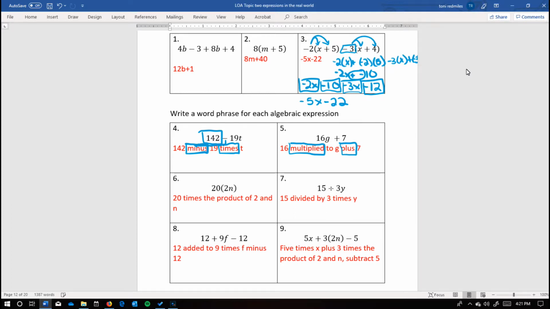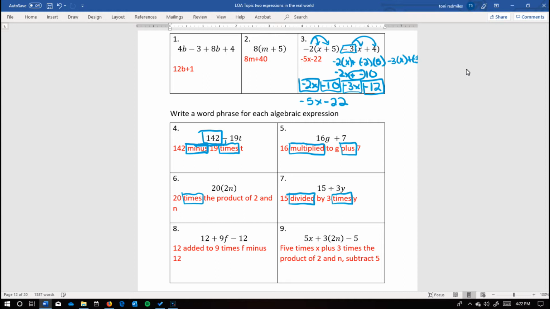20 times, and remember 2n is in parentheses, which means it's the product of. Okay, it has to have this terminology, the product of. It has to be the product because it's being multiplied. But the times could be different. 20 times the product of 2 and n. Remember, whatever comes after is what goes in the parentheses. That's really the only way you can write the rest of it except for that times. 15 divided, it should actually be divided by, I should have highlighted all of it, 3 times y. Okay, so times could also have a different word for it.